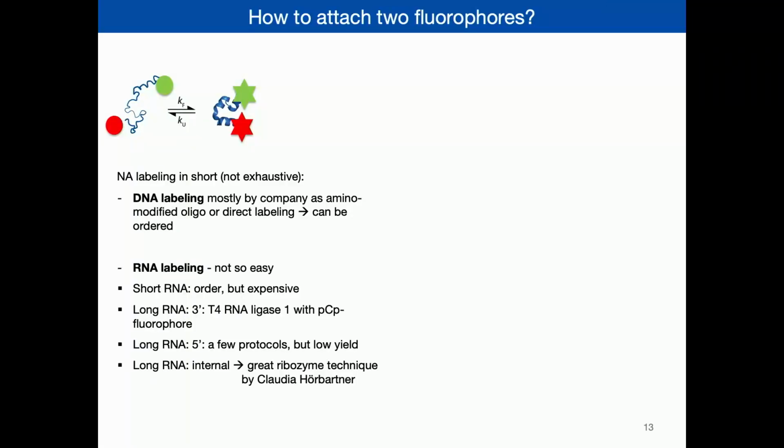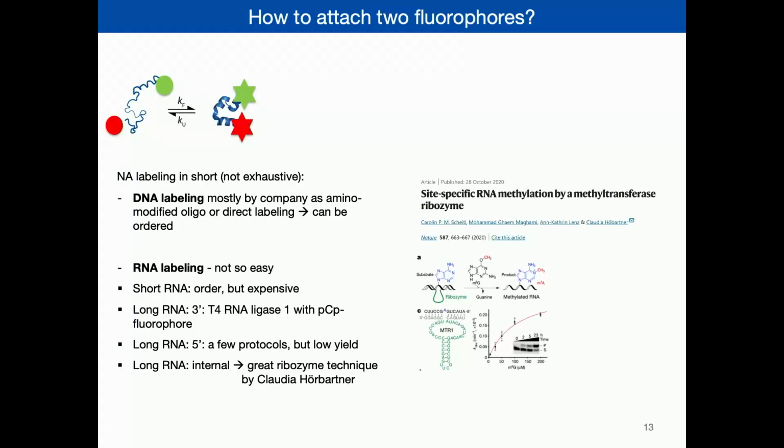But we came up also with an idea on how to do internal RNA labeling, which gets much more interesting if you have long RNA. And that was inspired by a great paper by Claudia Hörbartner, and I would like to point that out. So she uses a ribozyme. That's this ribozyme here. And if this binds to your RNA and there is an adenine residue, you can supply in solution, for instance, O6-methylguanine. It takes the methyl group and it transfers the methyl group to that adenine, and then you end up with methylated adenine here and guanine somewhere in solution. So all done by an RNA enzyme here.